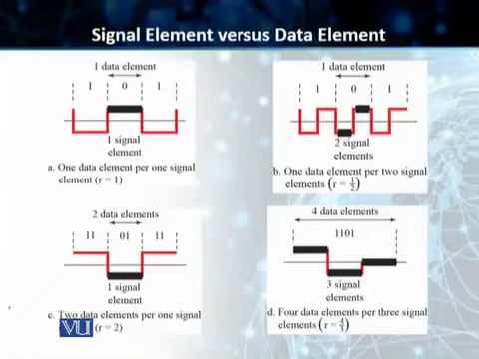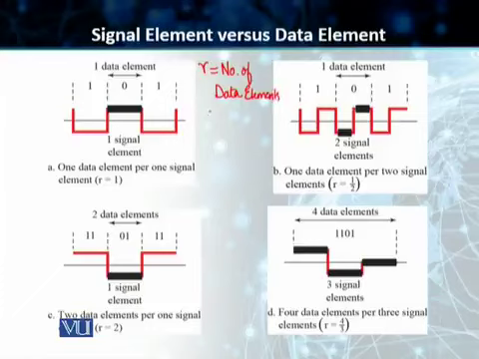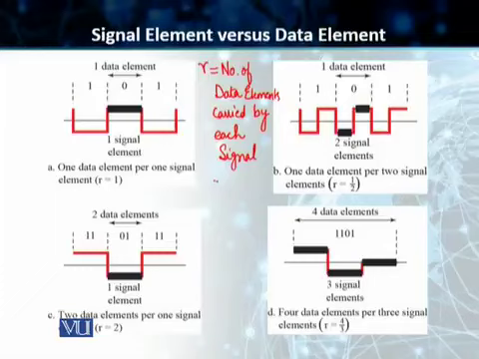Before we start discussing them, we will define a ratio, small r, and the small r is the number of data elements carried by each signal element. So this r is actually our number of data elements which is carried by each signal element. An important concept that we'll be using in further topics as well.